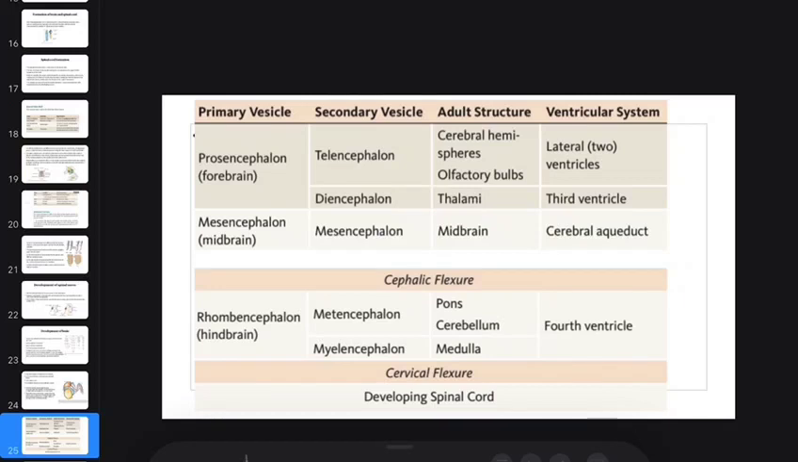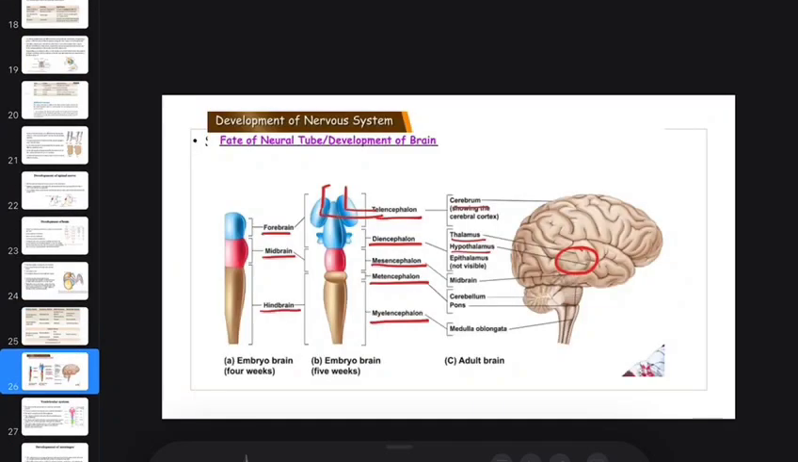is the rhombencephalon, which gives rise to metencephalon and the myelencephalon. Metencephalon gives rise to the pons and the cerebellum, and myelencephalon to the medulla. This ventricular system is the fourth ventricle. Then comes the cervical flexure and the developing spinal cord. This picture depicts the different parts of the primary vesicles, secondary vesicles, and the adult brain structures.